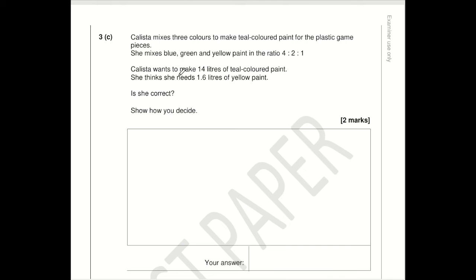Okay, question 3C. We've been told that the paint is being mixed in a ratio of 4 to 2 to 1, and that is blue to green to yellow. So what I'm going to do is work out what fraction is blue, what fraction is green, and what fraction is yellow. Well, 4 plus 2 plus 1 is 4, 5, 6, 7. So that is 4/7 blue, 2/7 green, and 1/7 yellow. Turning ratios into fractions is often a very useful first step, and the denominator, or the bottom number of the fraction, is simply the ratio numbers added together.